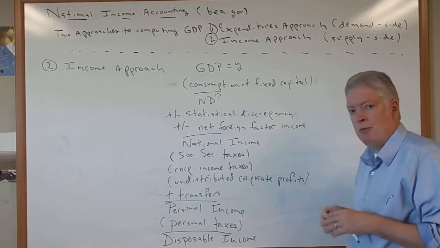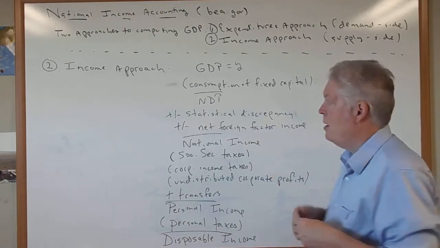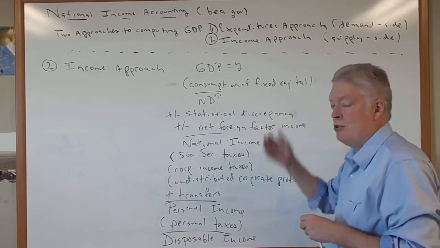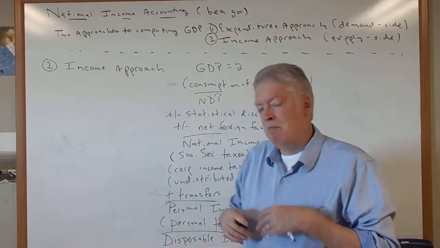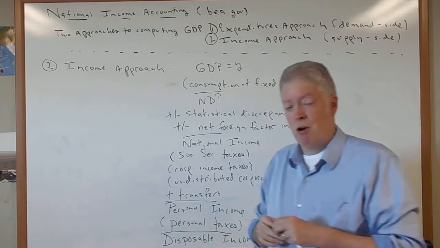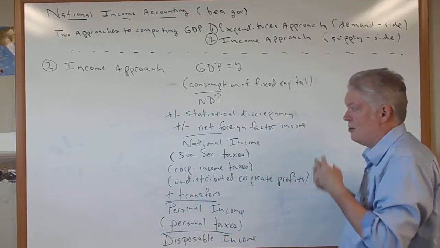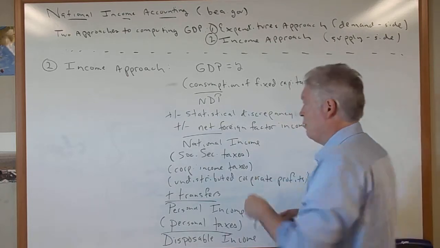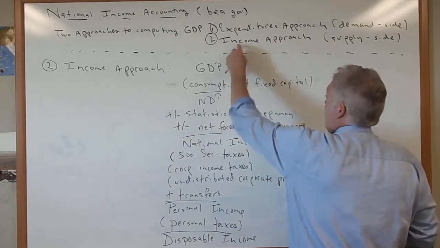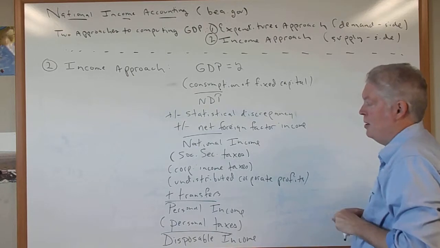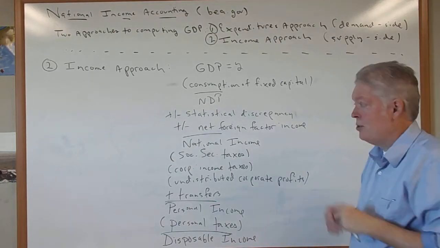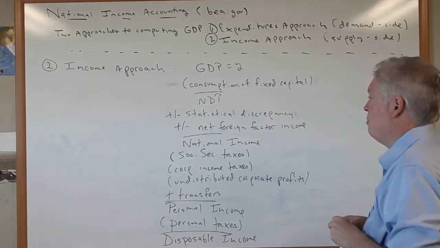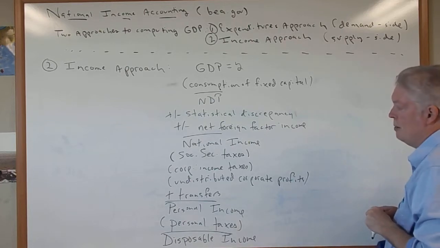There are errors in reporting income. One of the ways that we arrive at some of this is through tax return data, and sometimes tax return data is wrong or it's restated, and as a result this contributes to a statistical error that has to be corrected so that GDP in the income approach equals GDP in the expenditures approach, because they should equal. It's the same value. Okay, and then plus or minus net foreign factor income.